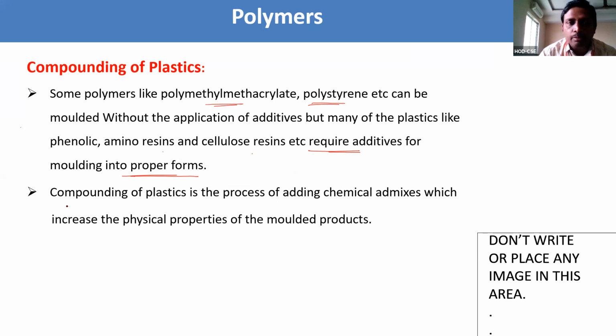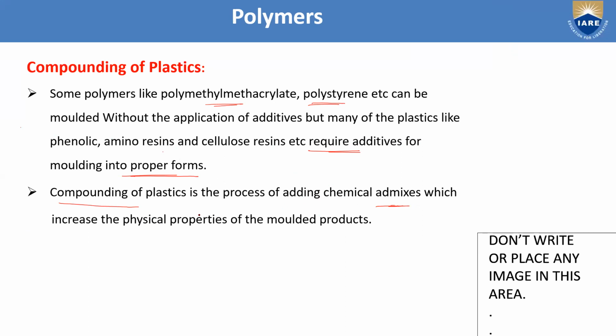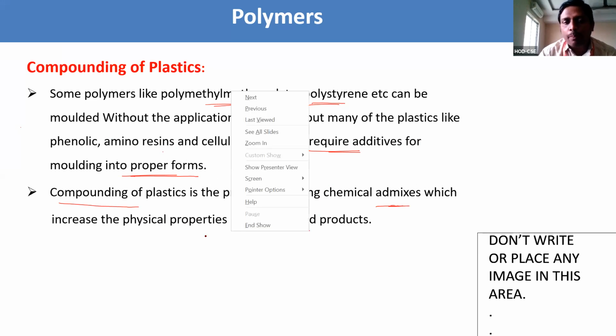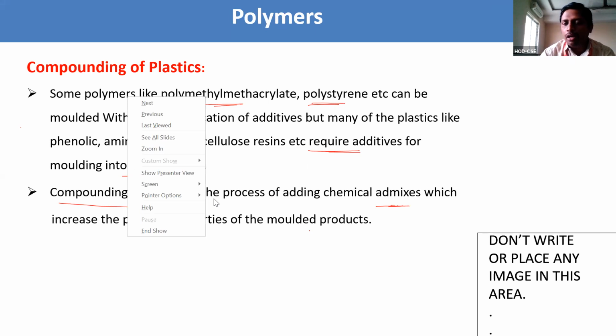Compounding of plastics is a process of adding chemical admixes, nothing but additives, which increase the physical properties of the molded products. That is called compounding of plastics.